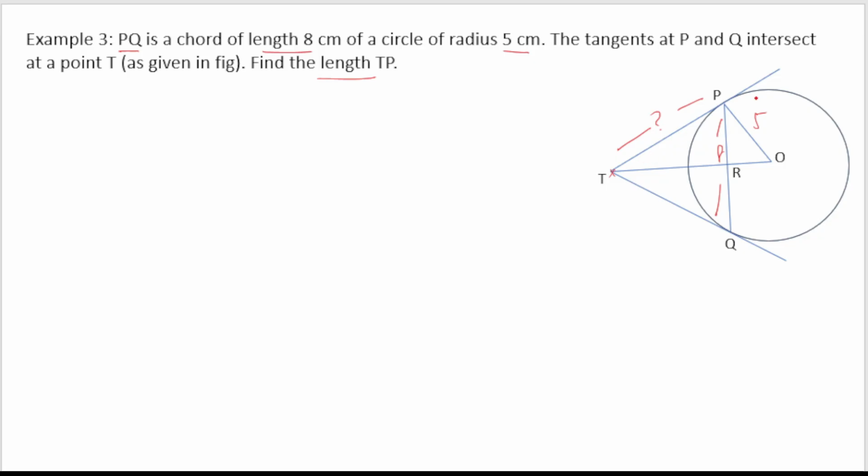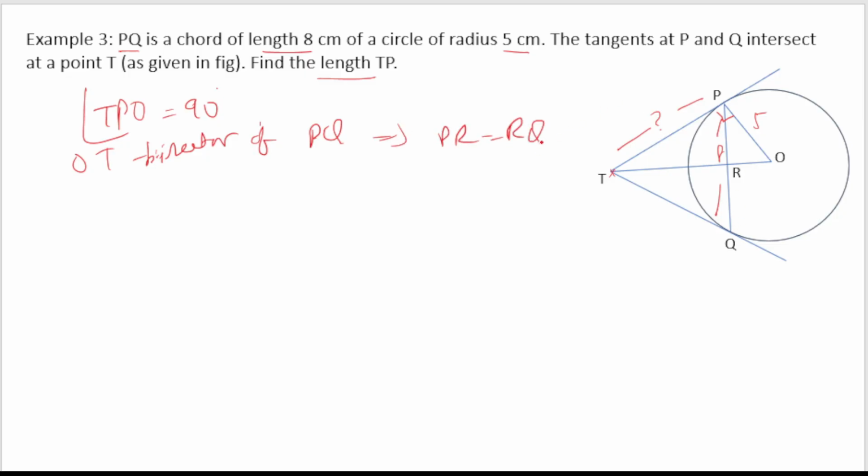See, the radius is given and the tangent is there. So the first thing you have to do is mark it perpendicular. See, a tangent is always perpendicular to the radius. So angle TPO is equal to 90 degrees. And OT is the distance between the center and the external point. This OT is the bisector of PQ. So PR is equal to RQ.